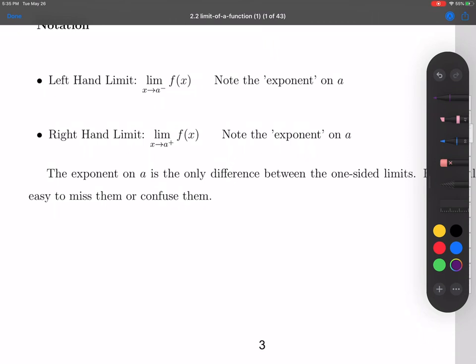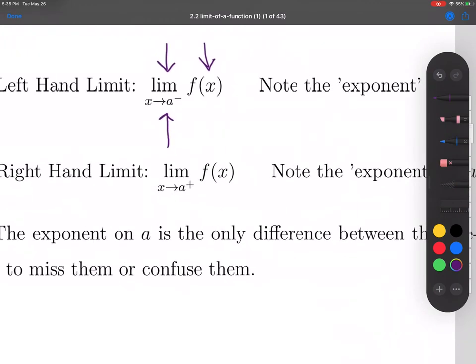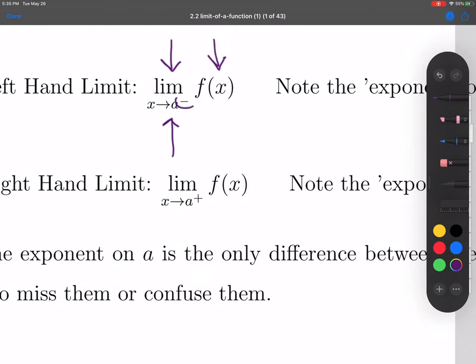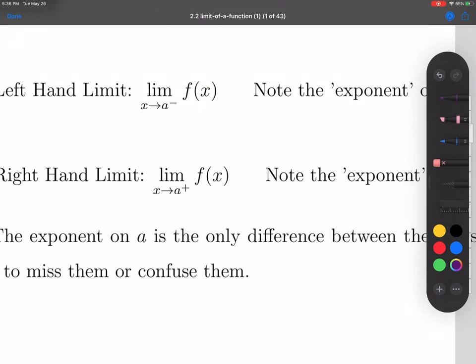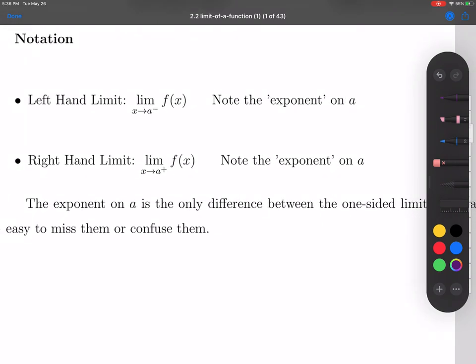Left-hand limit, you see your limit notation, which we did talk about before. I have the limit of f of x, and then down here, as x approaches a, you see this little minus sign? That means it's from the left. It's from what I like to call the negative, or the less than sign. When you think about minus, you think about something that's less. So left hand limit, this is your notation.